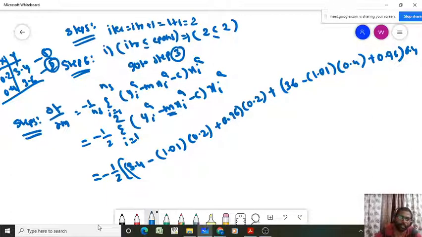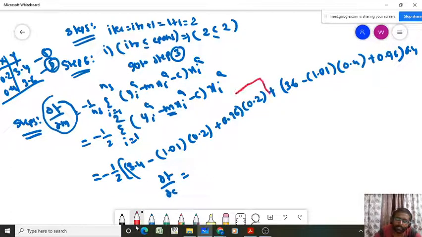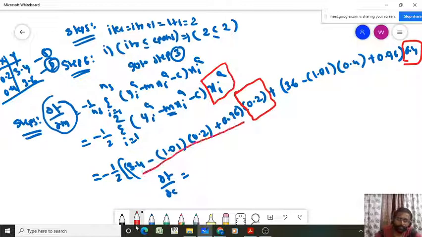So like that you have to calculate the dou F by dou M, and similarly you have to calculate the dou F by dou C. So dou F by dou C value is in the same fashion, but in the case of dou F by dou C, the x value will not come into the picture, and this 0.4 also will not come into the picture. Just the addition of these terms divided by 2, multiplied with -1. So that is the dou F by dou C value. So you have to calculate the dou F by dou C value also.